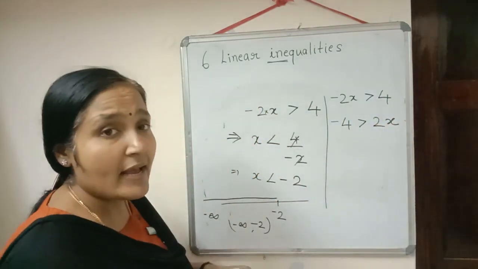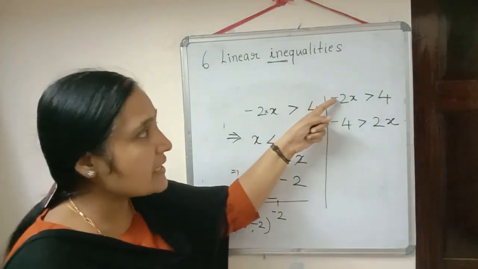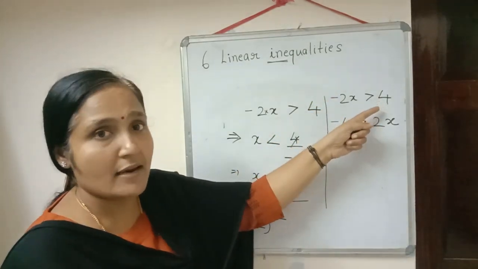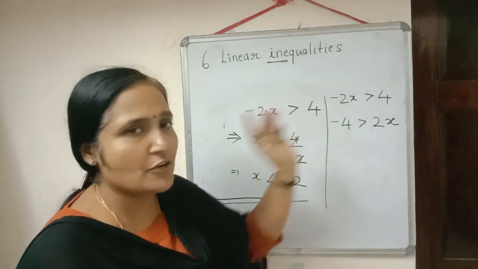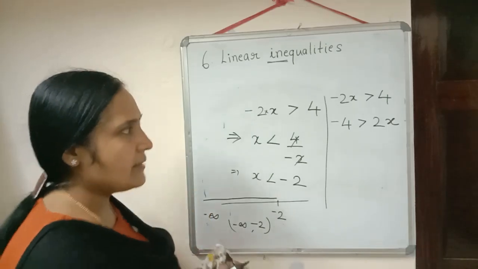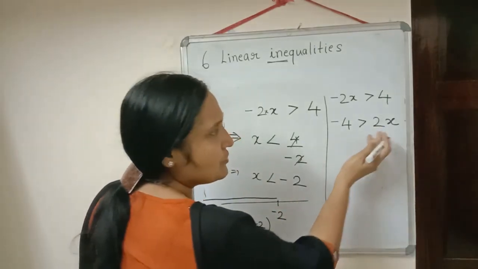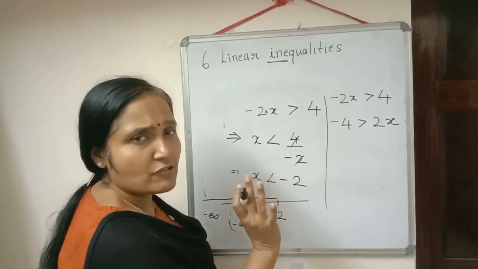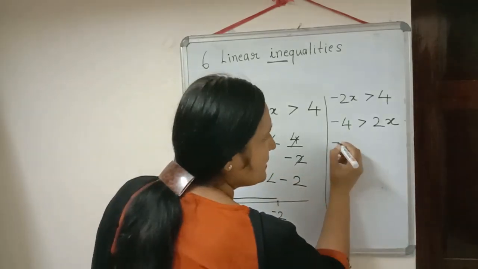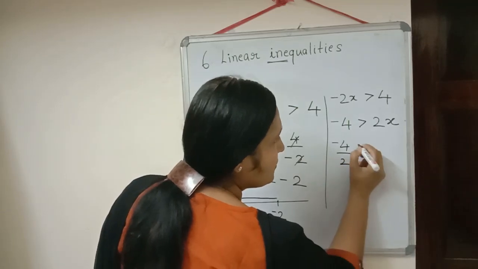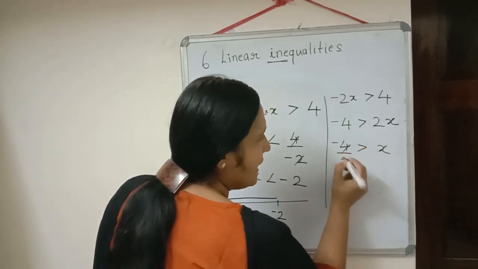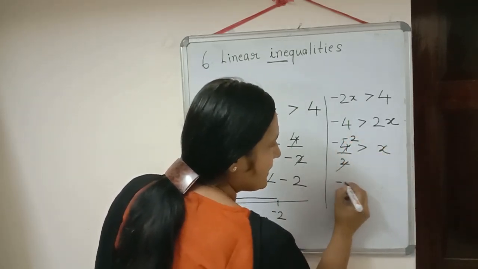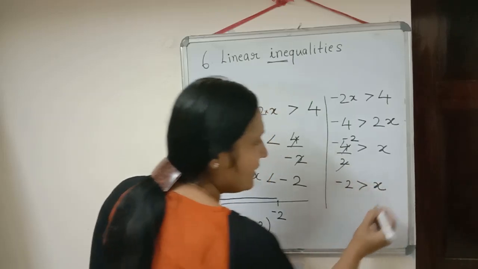Now why haven't I changed the sign here? I am not shifting it to division. I am just shifting this expression to the right hand side. Okay. Now we will shift 2, which is a positive number. So when we are shifting a positive number, we don't have to change the sign. Here it will come in this way: minus 4 by 2 greater than x. Again it will get cancelled. We will get here minus 2 greater than x.